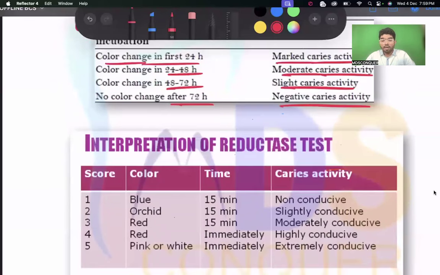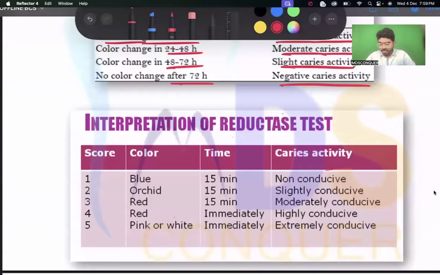Similarly, you have different types of caries activity tests, but in this, I'm stressing only 2 tests because the second test is again a very frequently asked question. Okay, reductase, the salivary reductase test. I hope a few of you have solved n number of questions. Can you tell me which color was given so many times in INICET till date? Yes, it is orchid.